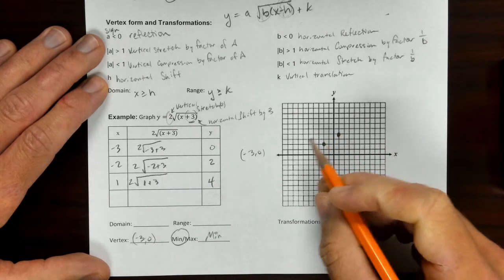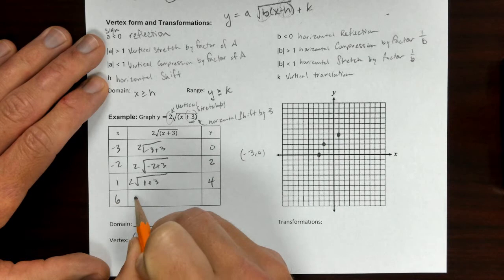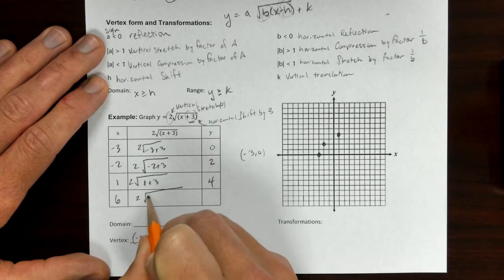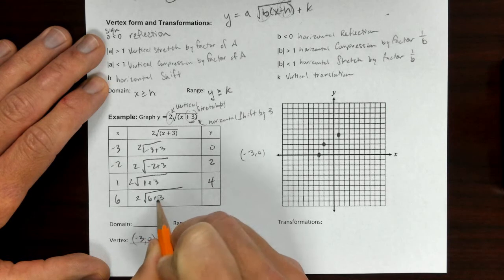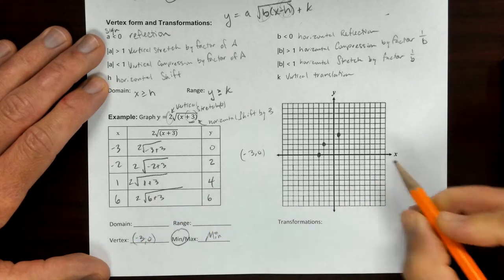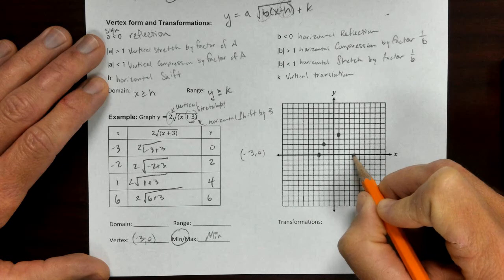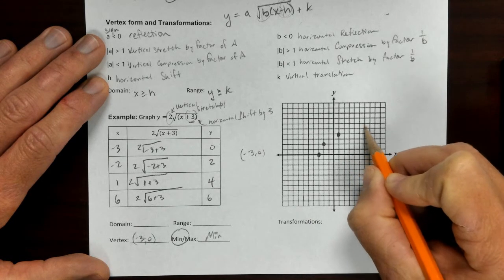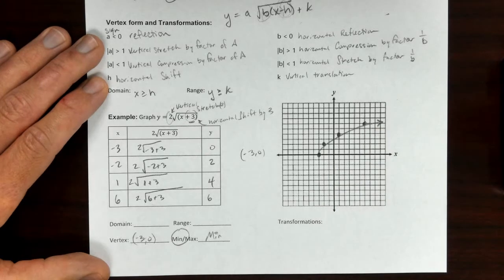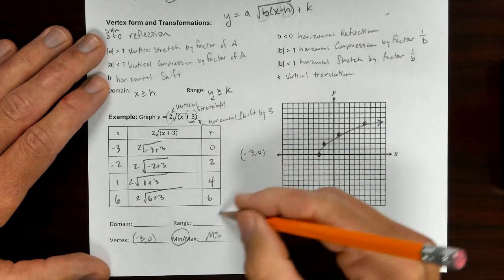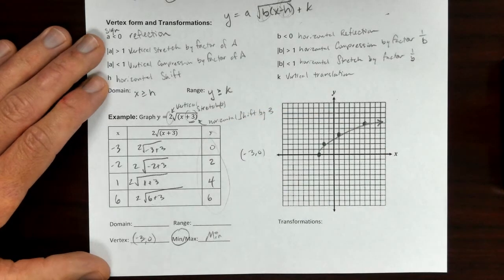Okay, and again, I'm choosing numbers that are going to give me nice, neat answers here. 2 times 6 plus 3. 6 plus 3 is going to be 9 here. So square root of 9 is 3. 2 times 3 is 6. So at 6, 6. So my graph looks like that. Okay, now again, what we're looking for is perfect squares, right? We're looking for perfect squares when we're going to input.